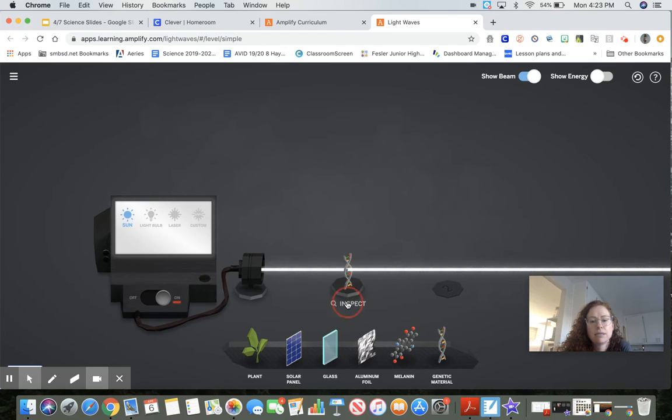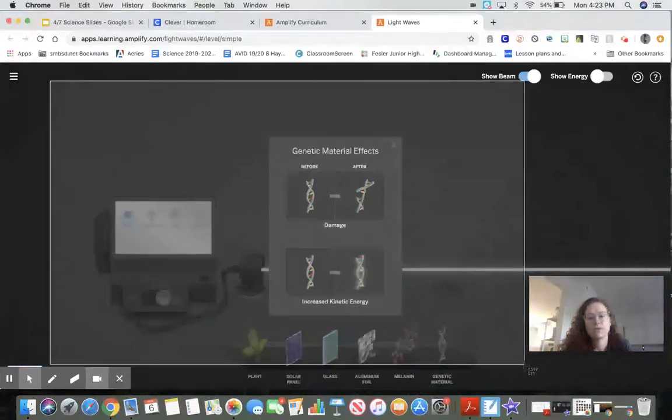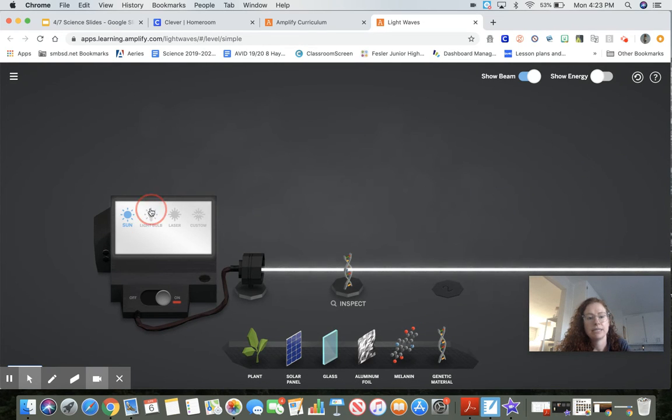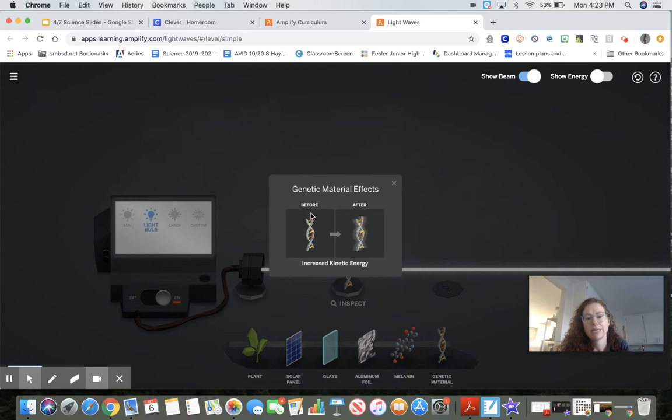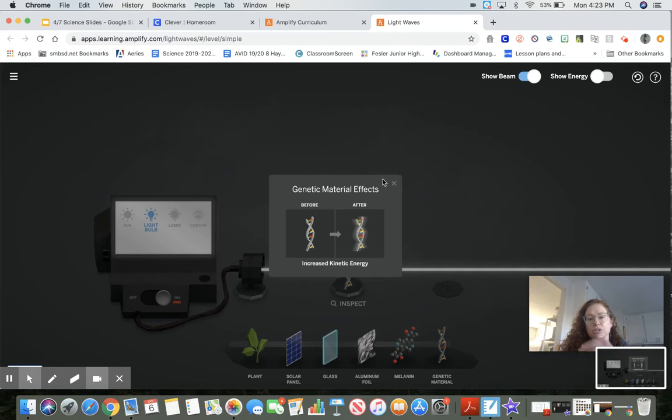So I'm going to start with the sun again. So sun, inspect, again: damaged, increased kinetic energy. I could take a screenshot of this. My computer does it a little differently than yours, but I take my screenshot, okay. Then I would compare that to the light bulb, and inspect. We know it only gets increased kinetic energy. So maybe I'll take a screenshot of that to show that there is a difference. So the different light did cause a change.